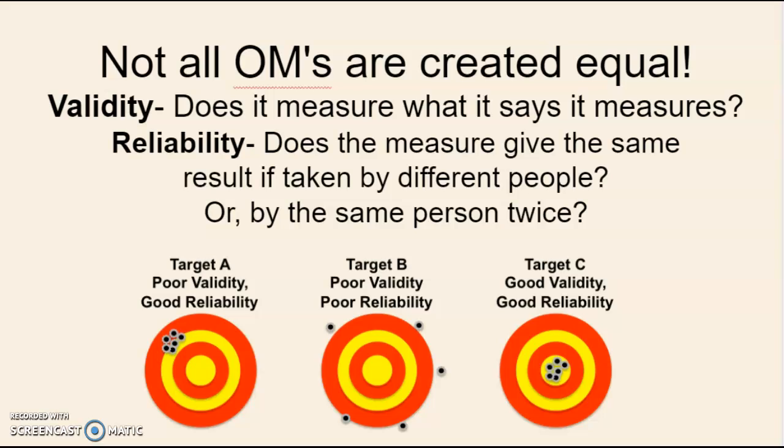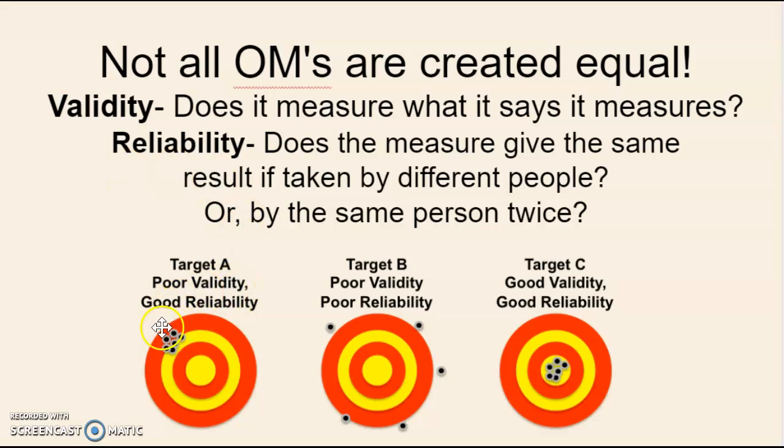So not all outcome measures are created equally. So validity, does it measure what it says it measures? Reliability, does the measure give the same result if taken by two people or by the same person twice? And then again, just looking at those targets.